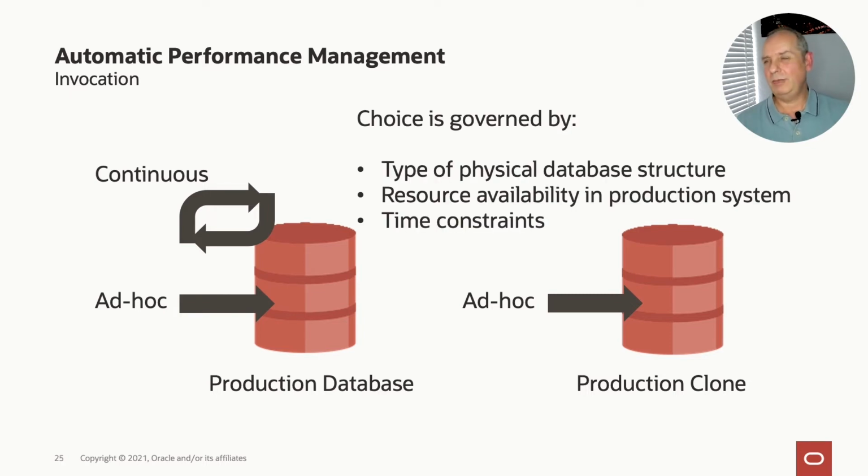The choice is going to be driven by a number of things. It depends on the physical database structure we're talking about here. Are we talking about partitioning, or are we talking about indexing? So there is some dependency on what method you would pick for the different database structures. Also depends on things like resource availability. You may want to just offline all of this, keep it away from production. And it depends on things like time constraints. Maybe you want to perform this analysis in advance of a particular point in time. So things like that also will drive your decision about when and how you will want to invoke the automation itself.